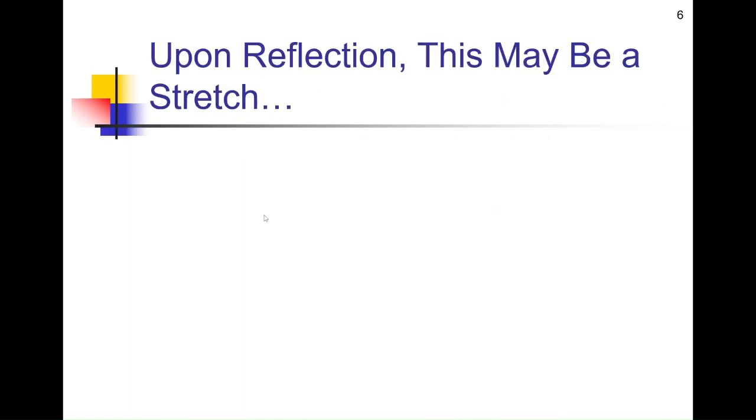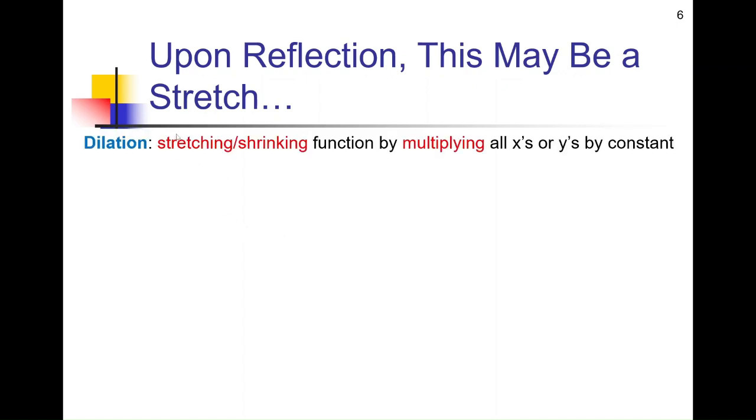Now that we've gotten a taste of translations, we're going to cover 2 more transformations. Those are reflections and stretches, also called dilations. There's also a 4th one called rotations, but we're not going to hit that in this lesson. So let's start with dilations. A dilation is stretching or shrinking a function, and we do this by multiplying all the x or y values by some constant number. Now a reflection is kind of related to this.